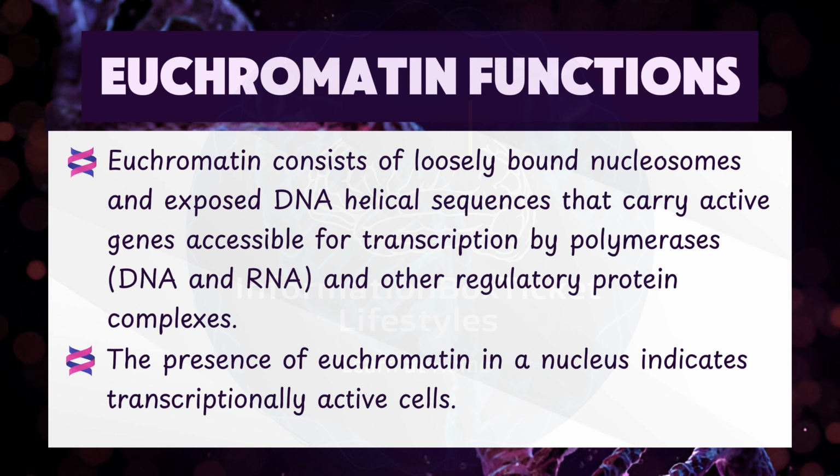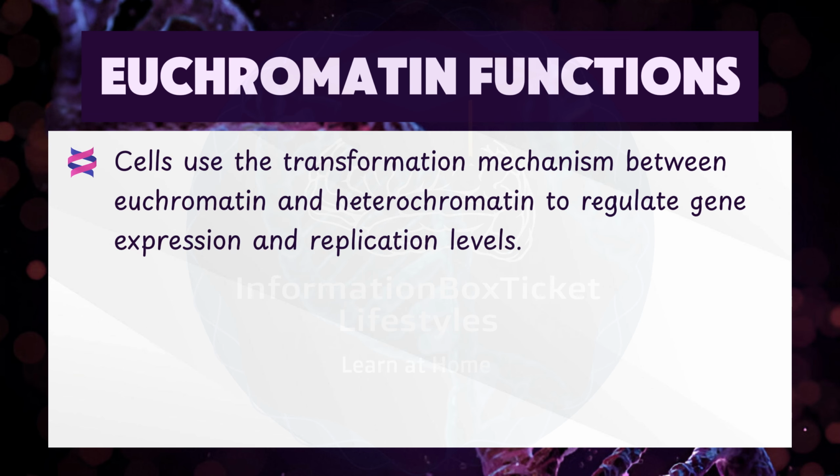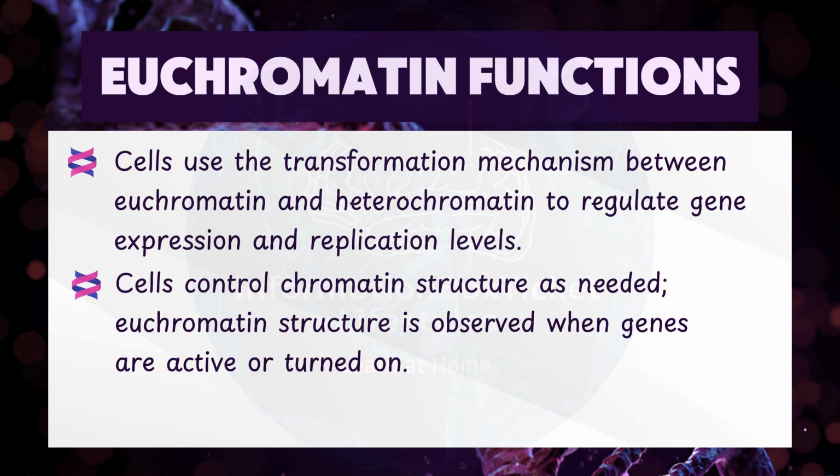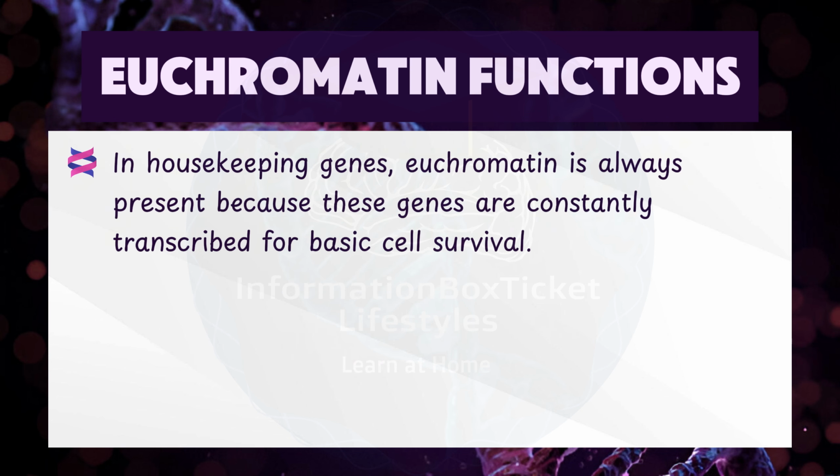The presence of euchromatin in a nucleus indicates transcriptionally active cells. Cells use the transformation mechanism between euchromatin and heterochromatin to regulate gene expression and replication levels. Cells control chromatin structure as needed. Euchromatin structure is observed when genes are active or turned on. In housekeeping genes, euchromatin is always present because these genes are constantly transcribed for basic cell survival.